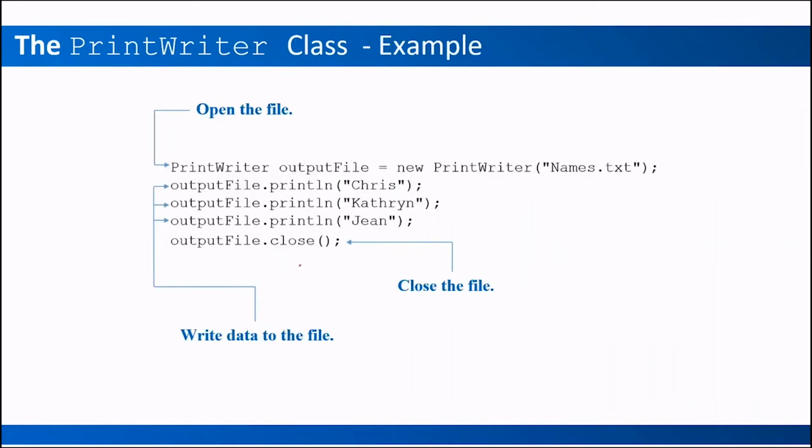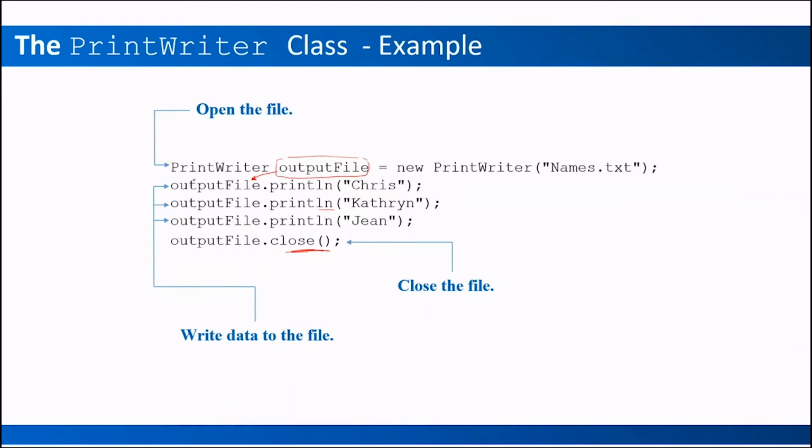So notice here that to put it all together, we are creating a PrintWriter object called output file, which is linking to names.txt. Then once this is open, I'm using the PrintWriter object that I created here to print line 3 names: Chris, Catherine, and Jean. And then I close that object using the close method, which takes no inputs, it just closes this one.